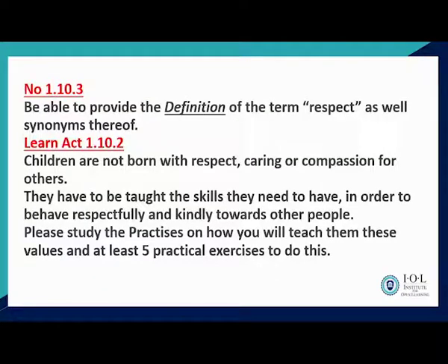In number 1.10.3, be able to provide the definition of the term respect as well as the synonyms thereof. In the learning activity 1.10.2, children are not born with respect, caring or compassion for others. They have to be taught the skills they need to have in order to behave respectfully and kindly towards other people. Please study the practices on how you will teach them these values and at least 5 practical exercises to do this.